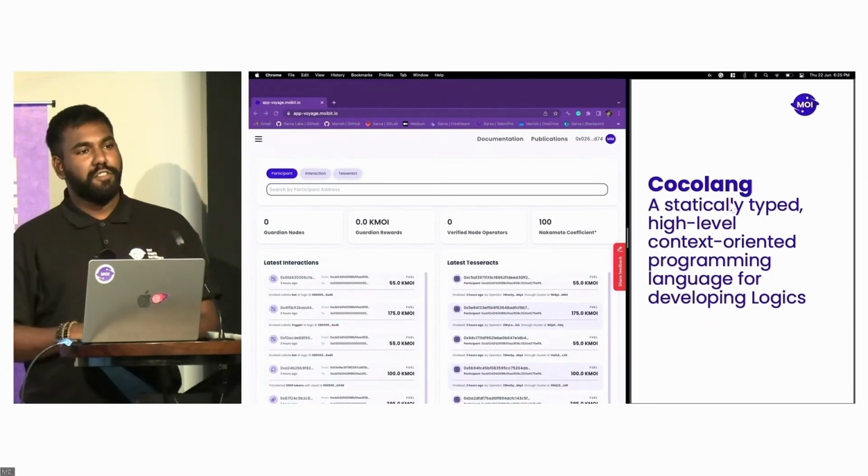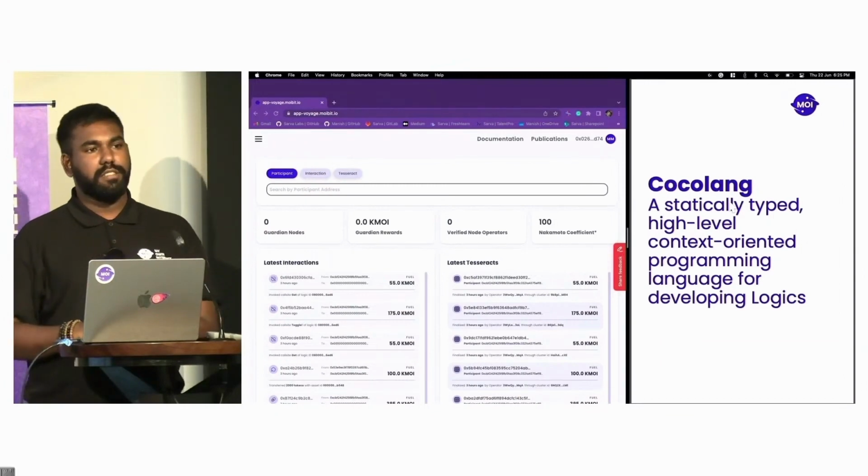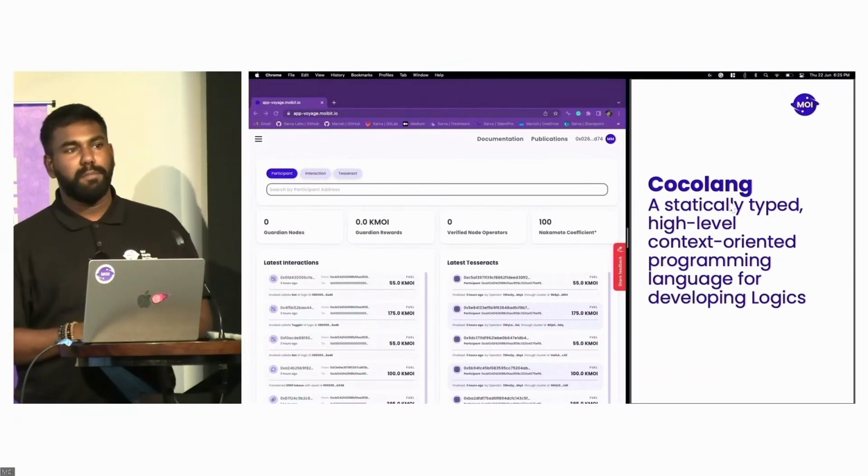Stay tuned to the evening session for a much deeper dive on logics and CocoLang, and we get to write a logic and deploy it to the chain and see it there.